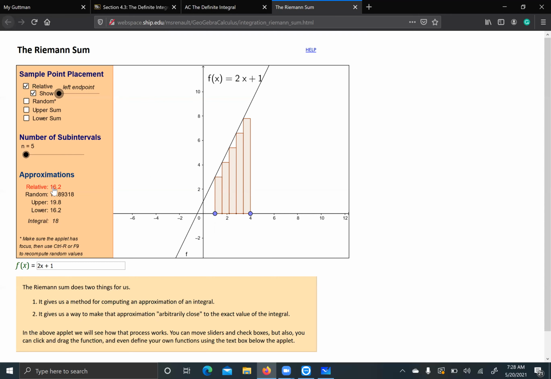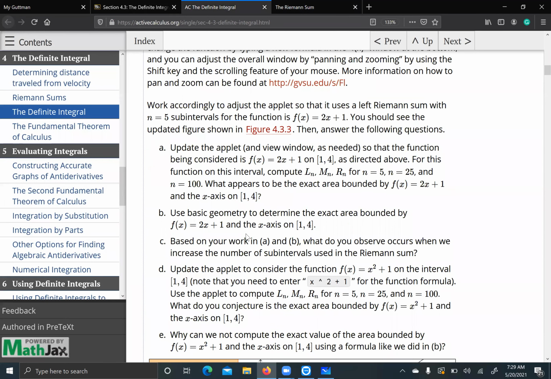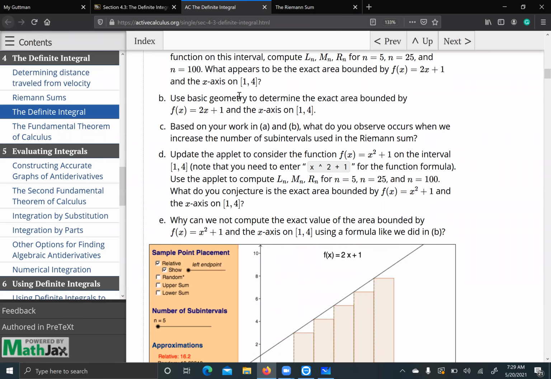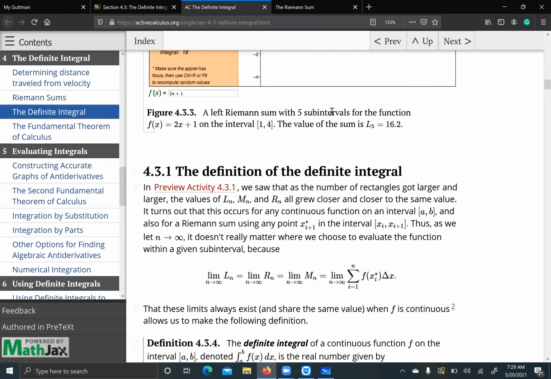And then what is the approximation? 16.2. That means if you calculate the area of each rectangle, 1, 2, 3, 4, 5, and add them all together, you get 16.2. And what is the exact value of the area under the curve? It's 18. So 16.2 is our approximation for the exact value of 18. By the way, you can also forget the applet and do this by hand, because this is so easy.